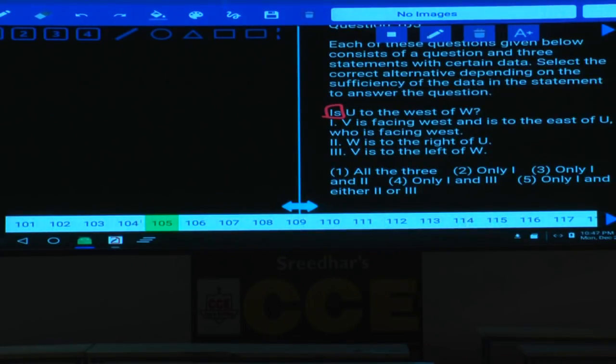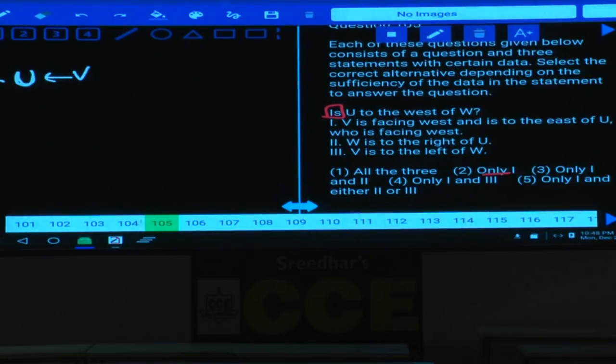V is facing west and is to the east of U. Now only one is given. V is facing west and is to the east of U, so U will be here. In which direction is U facing? U is facing west. U is facing west, V is facing west, U is to the west of V, and V is to the east of U. Clear now?